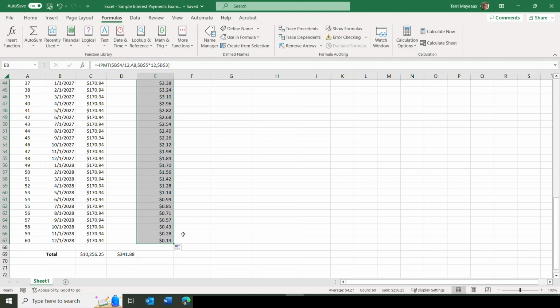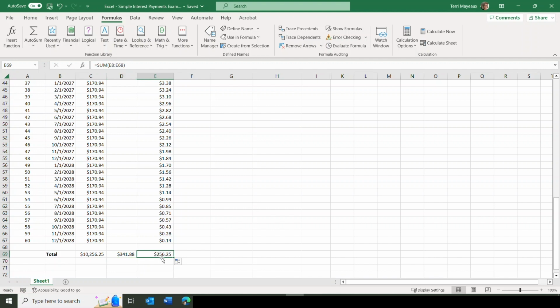And that very last payment, number 60, I'm only paying 14 cents. So it definitely did diminish as the time went on. And then I would like to keep track of how much interest I have paid altogether. So I'm going to go to D69 where I'm totaling a column, and I'm just going to use the fill handle again to copy that formula over.